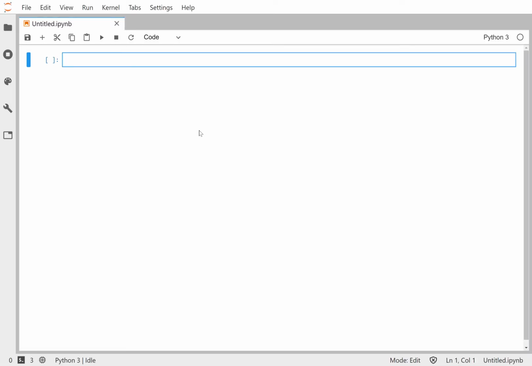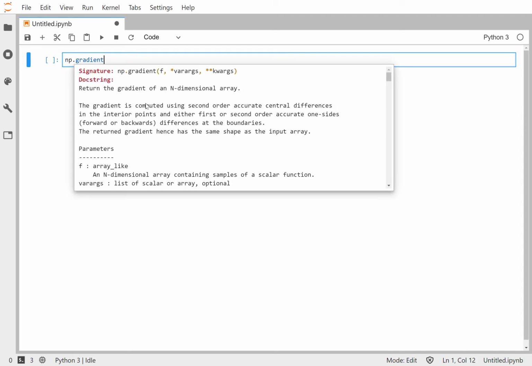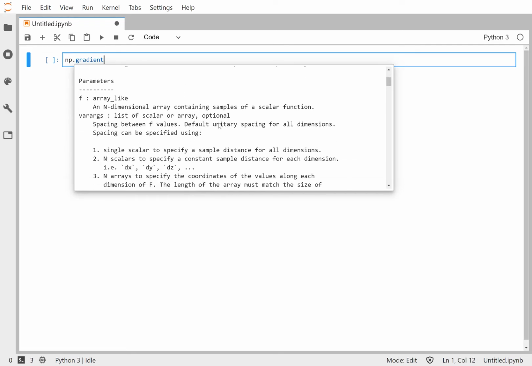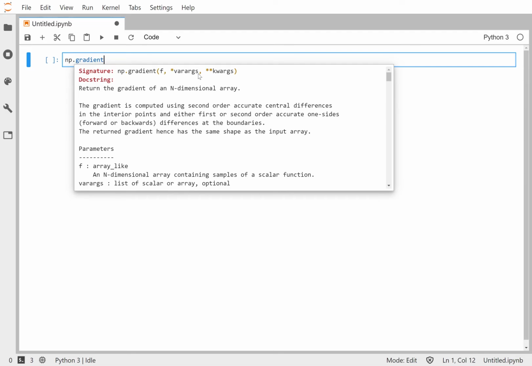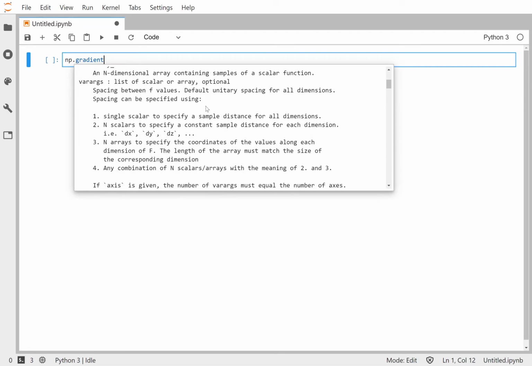Let's look at how we can calculate a derivative with NumPy. So NumPy has a built-in for us called gradient. And gradient here takes f, which is an array. It can be a more than one-dimensional array, so I'll show you a 1D and a 2D example. And a little unclear here when it says varargs, those are the spacings.